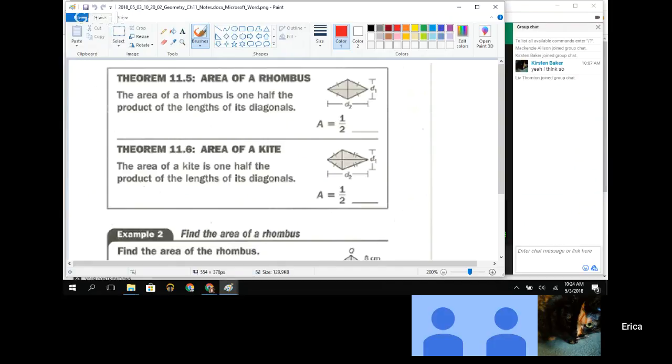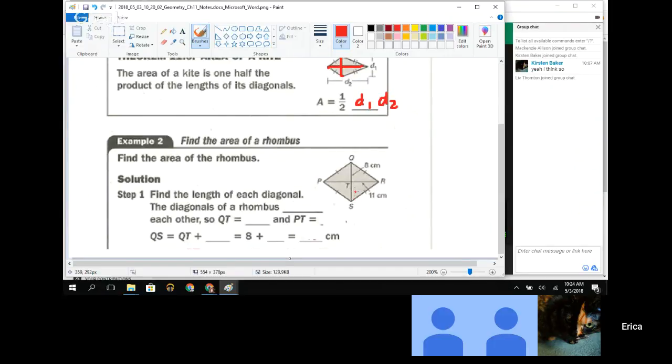So these are my diagonals, right? They're what crosses my vertices. Okay, the area of a rhombus is 1/2 distance 1 times distance 2. And the area of a kite is 1/2 distance 1 times distance 2. So basically, if you can find the diagonals of a kite or a rhombus, then you can find the area.